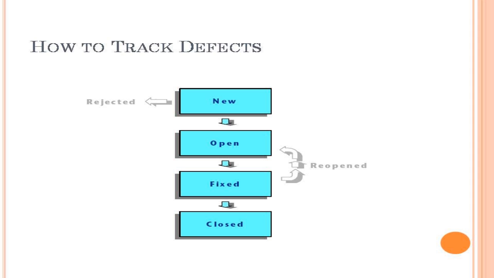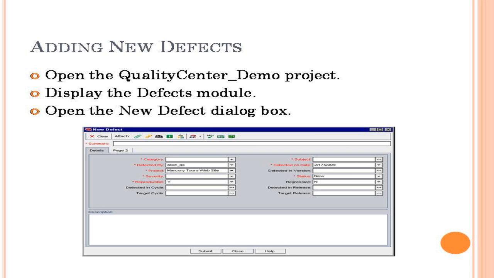You retest the application, making sure that the defect does not recur. If the defect recurs, the quality assurance or project manager assigns it the status reopened. If the defect is repaired, the quality assurance or project manager assigns it the status closed. Adding new defects. You can add a new defect to a Quality Center project at any stage of the application lifecycle management process.